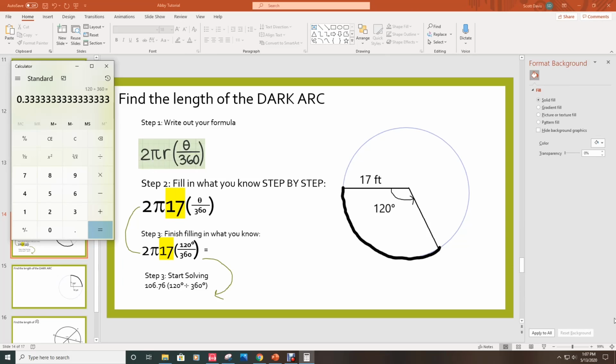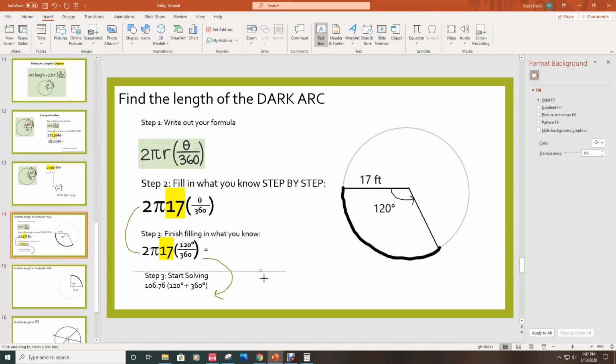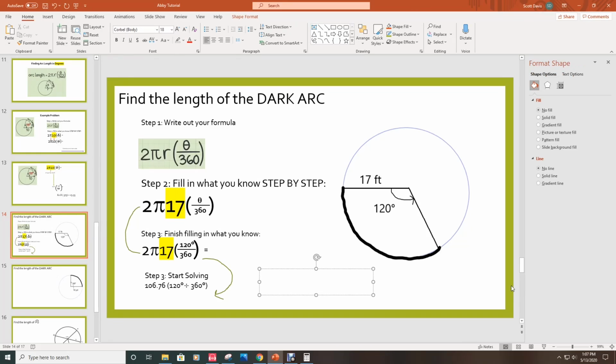So let's get that written down. I wrote it on my paper, and now I'm going to put it on my slideshow for you to see. Text box. Okay, I know that we're still on the same slide here, but step 4, I have 106.76, and then we just found out what 120 degrees divided by 360 degrees was, and that was 0.33. We're just going to let it end. Equals. Now we can plug it into our calculator and find out what it equals.